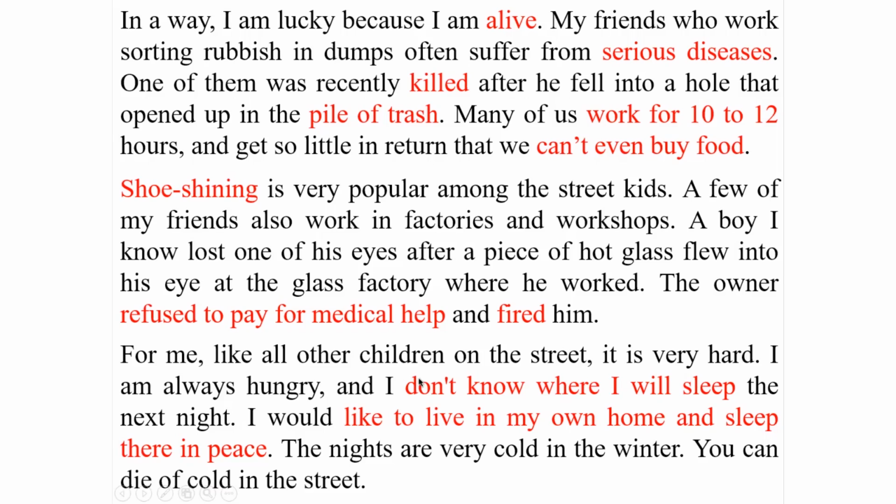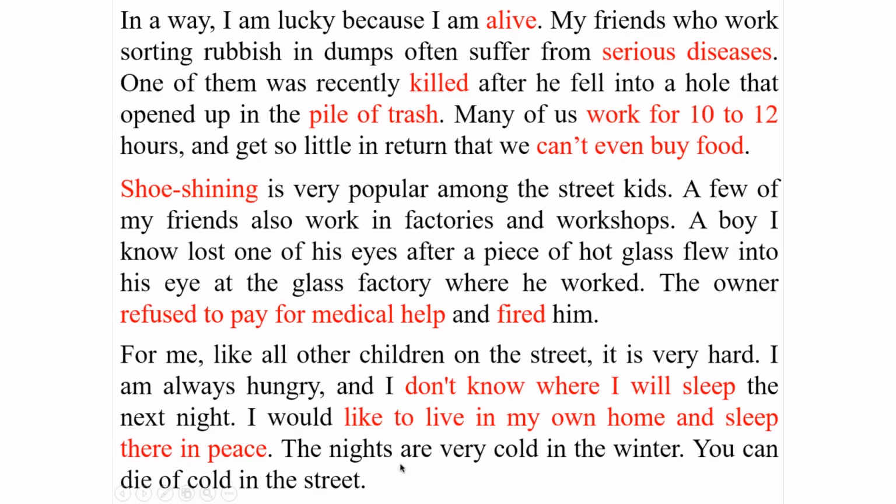For me, like all other children on the street, it's very hard. I am always hungry and I don't know where I will sleep. The sleeping place or the living place, it's totally uncertain for Amerigo or this type of children. The next night, I would like to live in my own home and sleep there in peace. Really, the street children, they have only one dream, that they will take some food and they will sleep in peace in their own home. The nights are very cold in the winter. You can die of cold in the street.